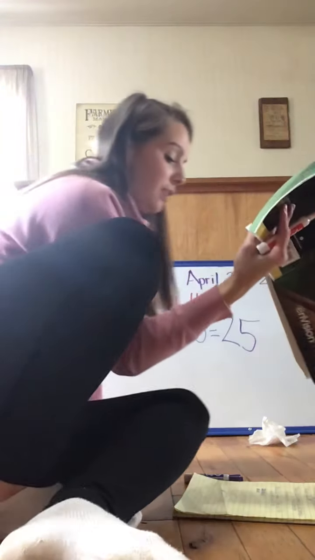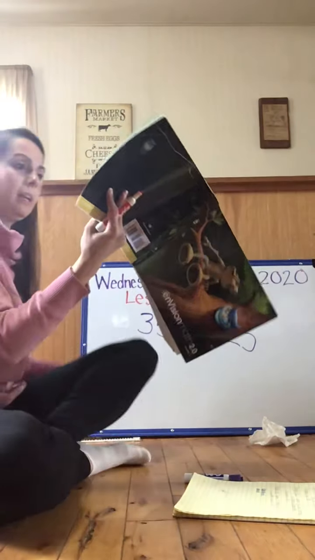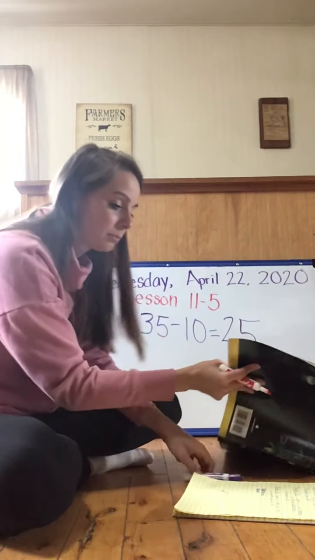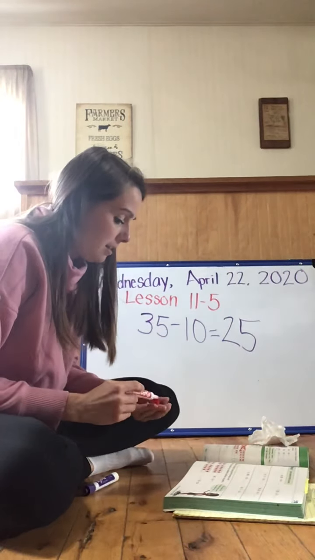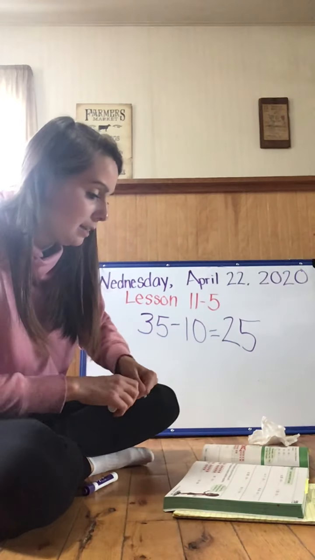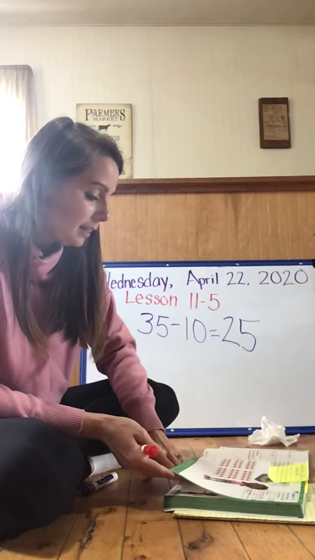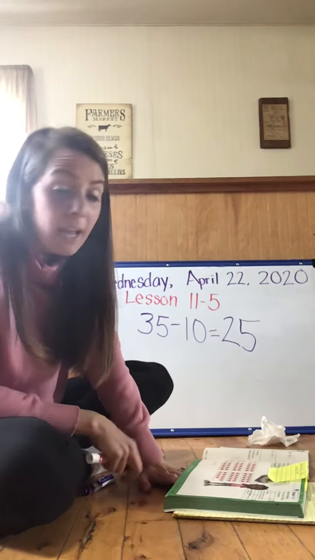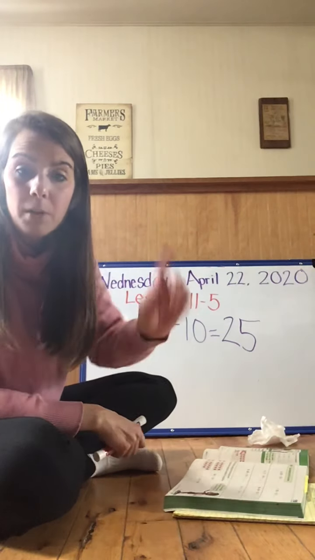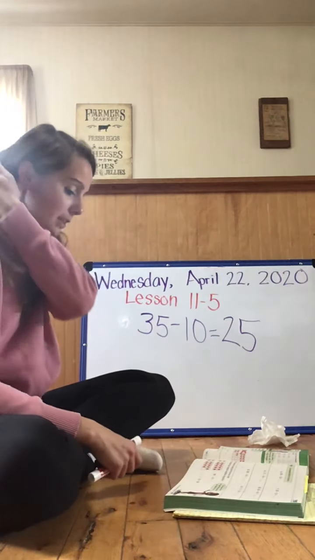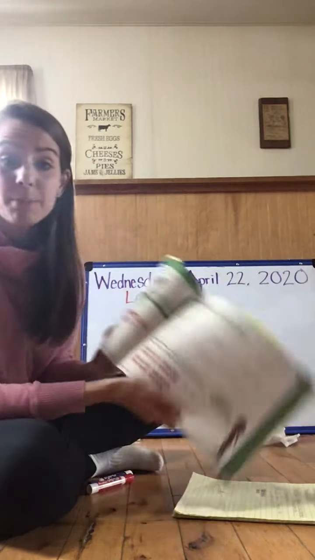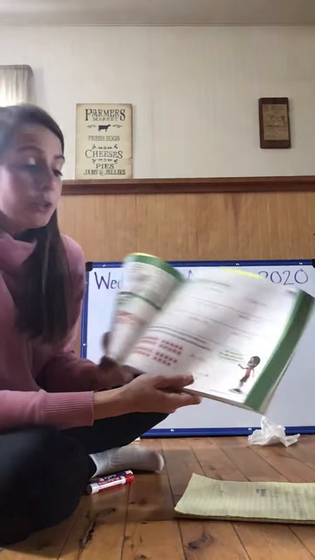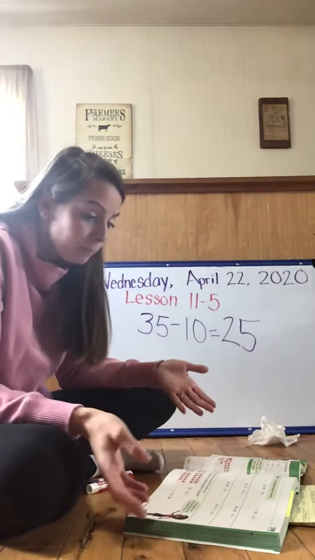So for today's practice, you guys are going to do page 637. And I think I might have accidentally written 635 on our lesson plan, so I will send a note about that. 637 is the practice page for today. So it's all about subtracting 10.